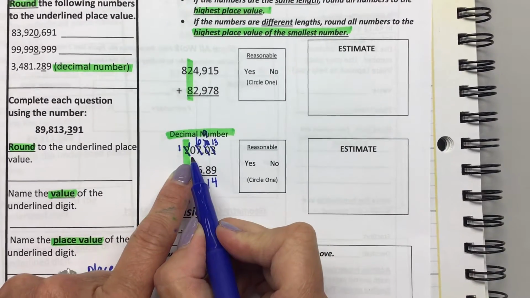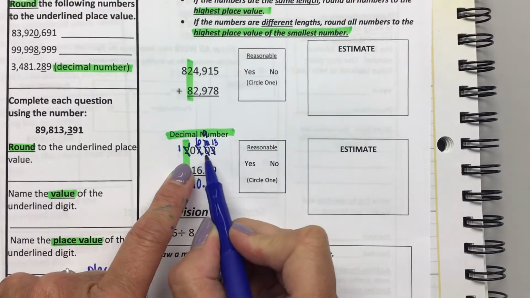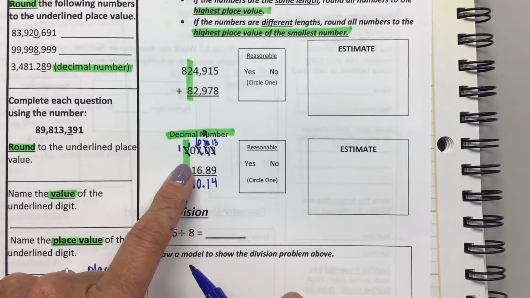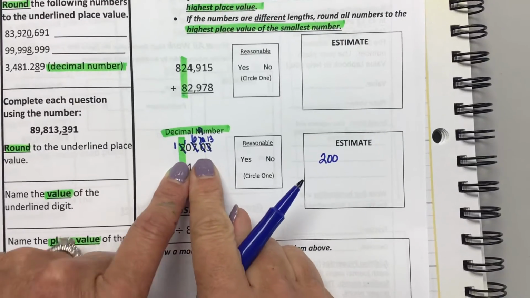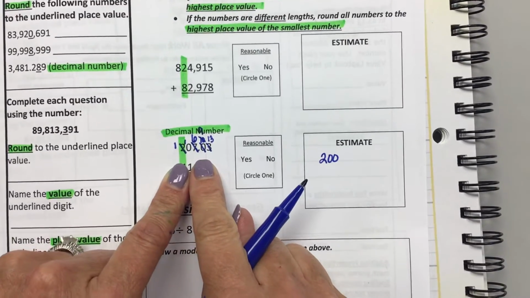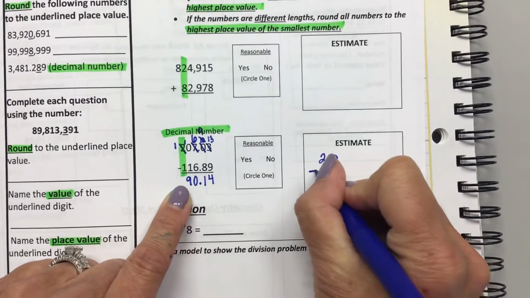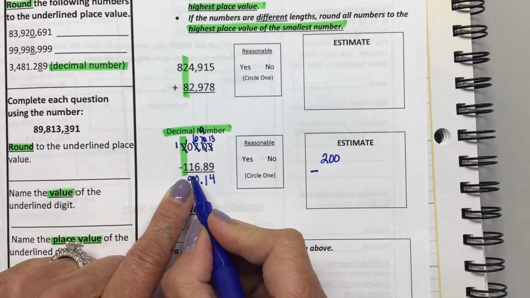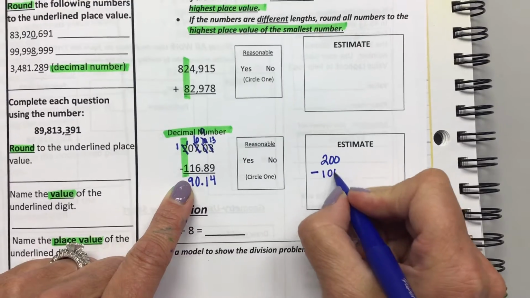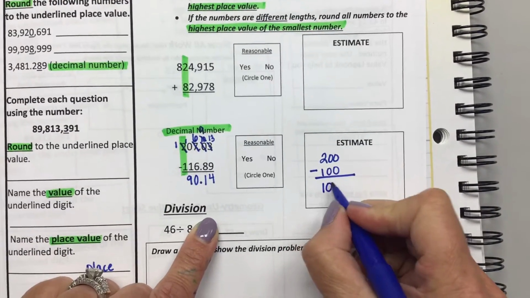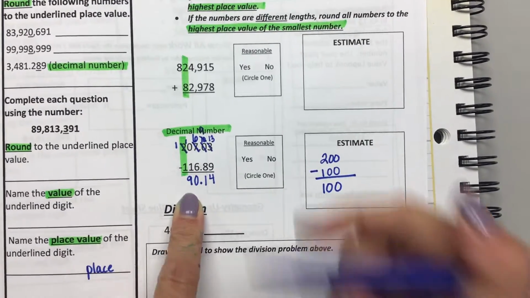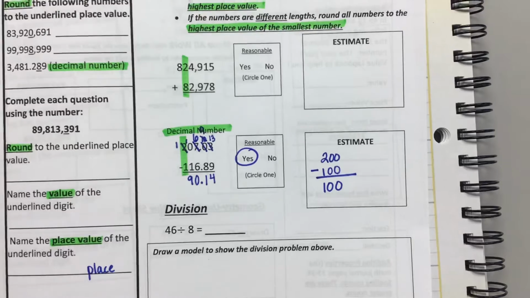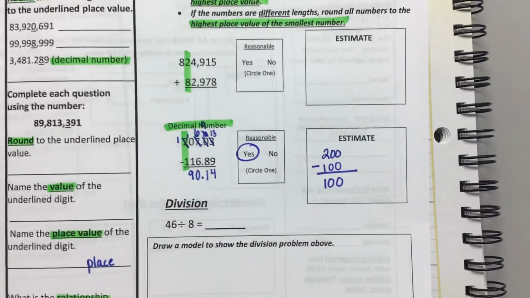Then over here I need to do my estimate. If I'm rounding to the hundredths place, what will this round to? 200. And we don't need to put a decimal point 00. We drop all the digits after the decimal. Minus, what do I round this one to? 100. So my estimate is 200 minus 100. Is that pretty close to 90 and 14 hundredths? Yes. So that is reasonable. You'll need to do the same thing at the top, except there's no decimal.